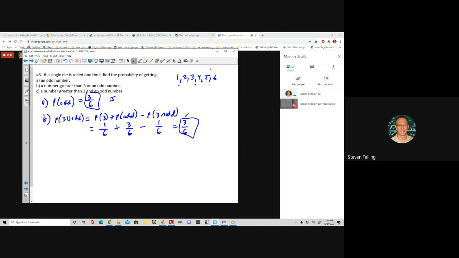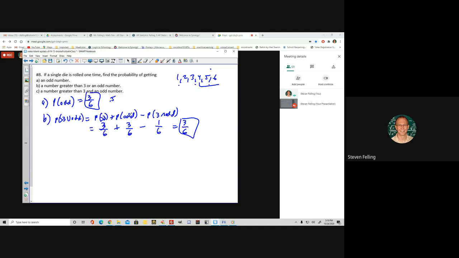Probability of 3 or odd. Greater than, oh, I messed up here. It's not the probability that it's 3, it's the probability that it's greater than 3. Greater than 3 are these numbers here. So that's actually 3 out of 6. I'm just looking at my key and it didn't match.